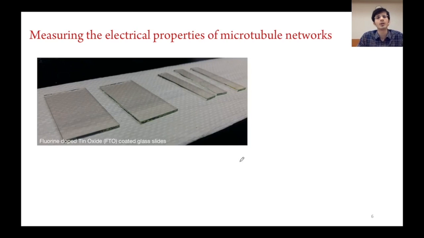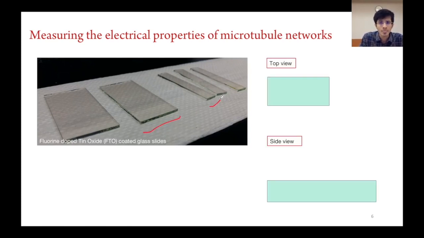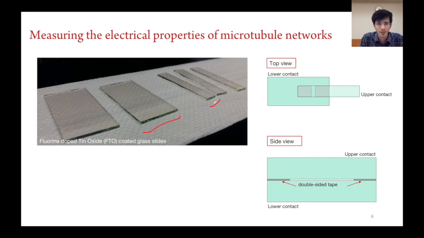I went about doing this using what are called FTO coated glass slides. I cleaved them into broad and thin morphologies, as you can see over here, and I put some double-sided tape on top. Then I put the thinner FTO coated glass slide on top of the broader one. So you have this side view, with the broad FTO coated glass slide here and the thin one on top. The thing about FTO, fluorine doped oxide, is that it is conductive. So this layer over here is conductive, as is this layer, and so you have what physicists call a parallel plate capacitor geometry.